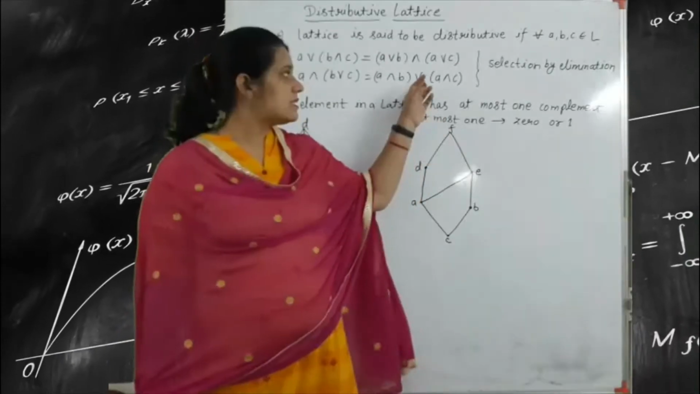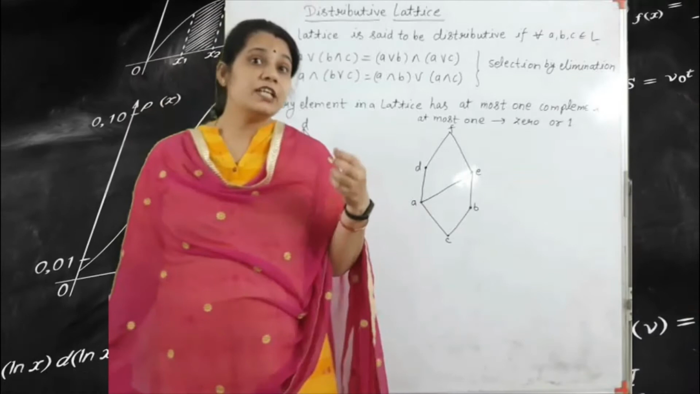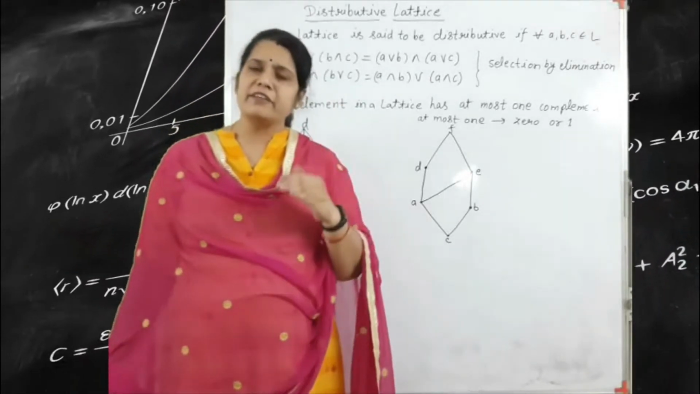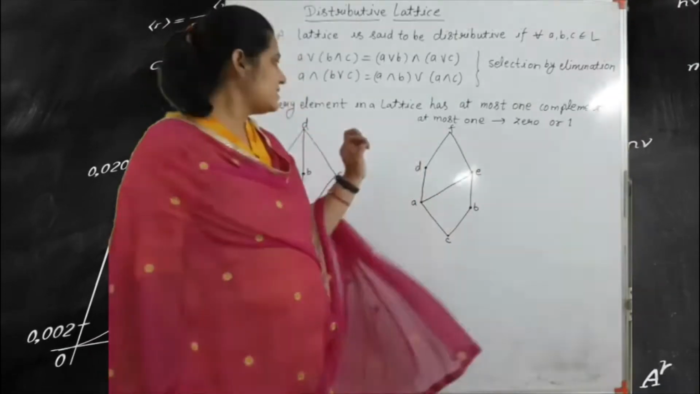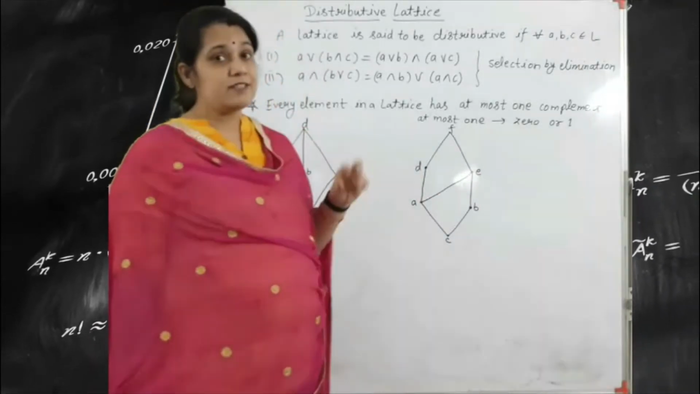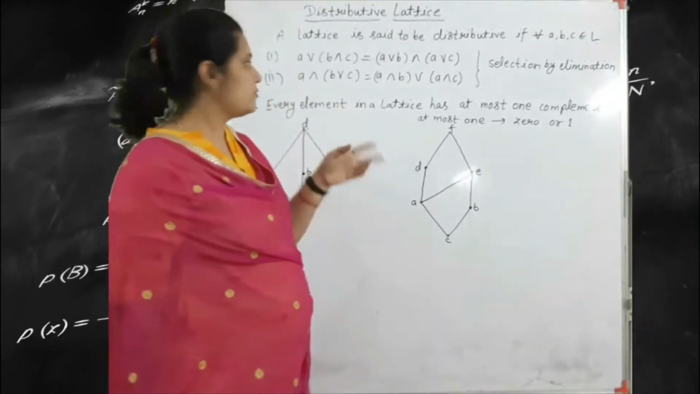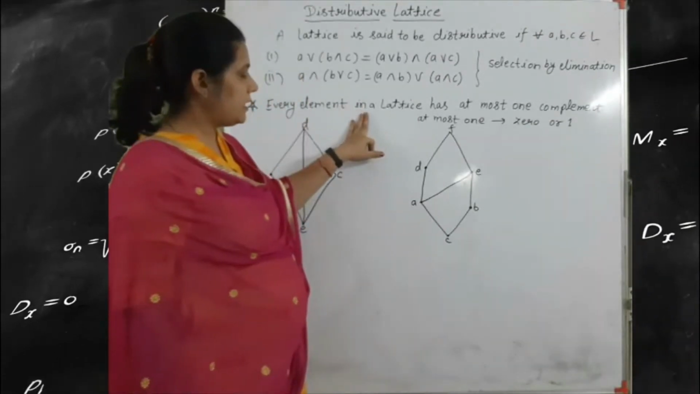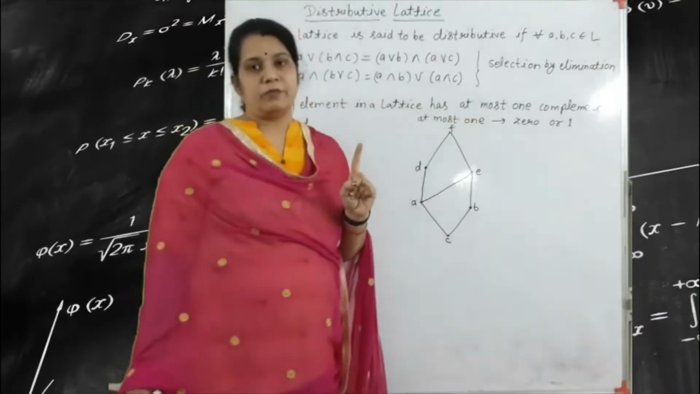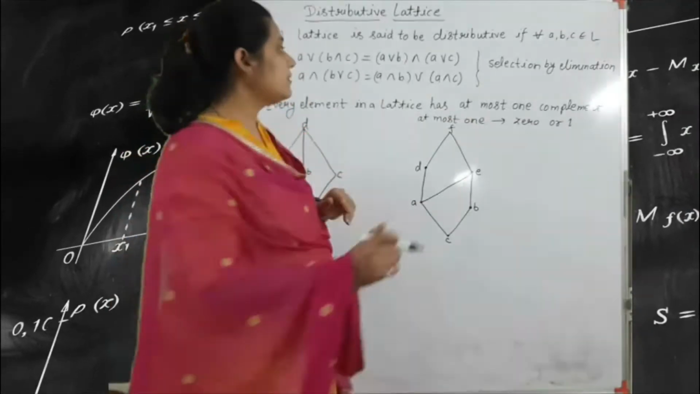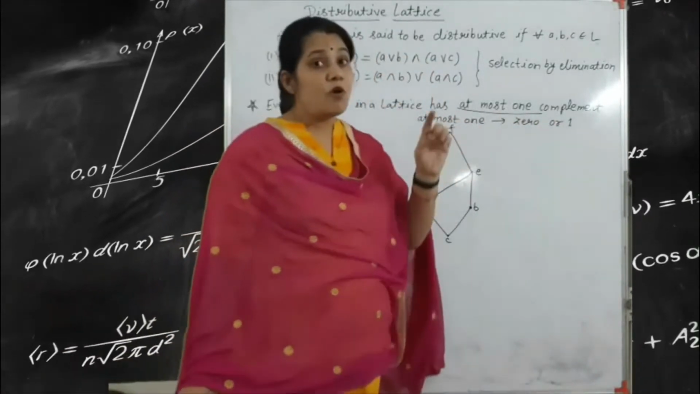This is the method of selection by elimination. But if we use ideas, then we can find the distributive lattice very easily. Let's start our first example. The shortcut for finding a distributive lattice is that every element in a lattice has at most one complement. What do we mean by at most one complement? That means 0 or 1.